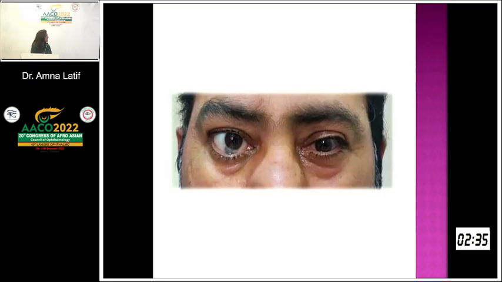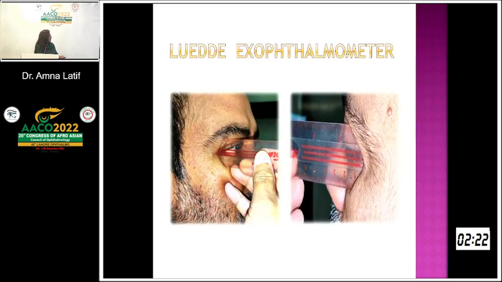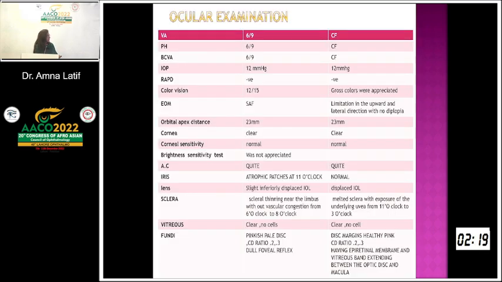As we can see, this is the picture of the right eye of the patient, and this is the slight sagging of the right lower lid ahead of the area of the staphyloma, and this is the left eye. On further ocular examination, the visual acuity in the right eye was 6/9, but it was counting fingers in the left eye. There was no improvement with pinhole or BCVA. The intraocular pressure was 12 mmHg in both eyes. The color vision of the right eye was 12/15, and in the left eye only gross colors were appreciated.